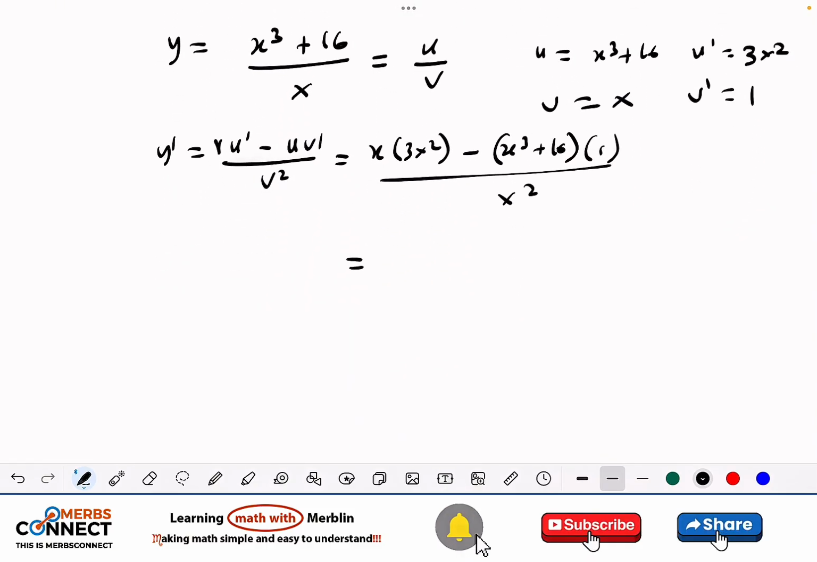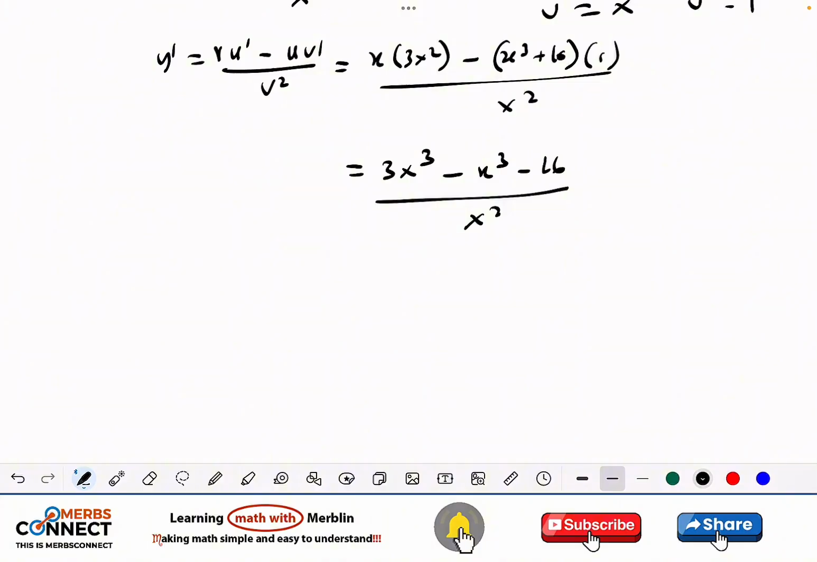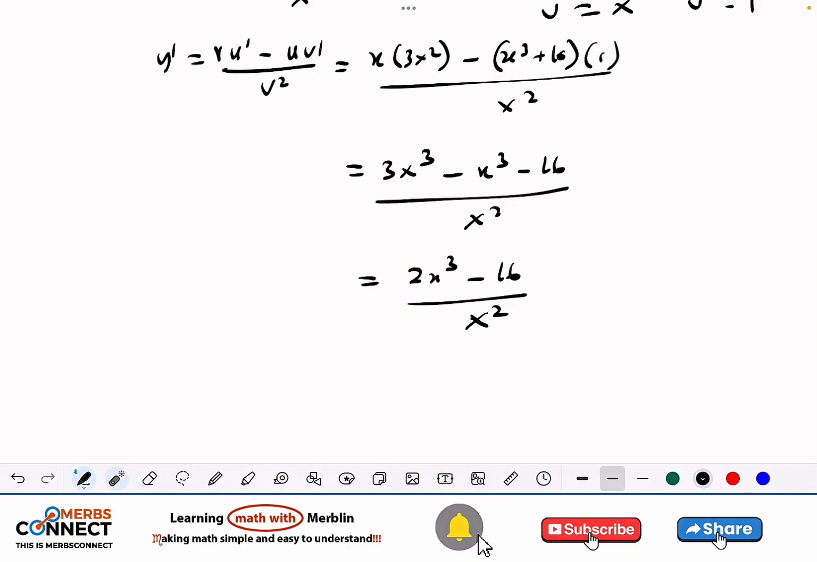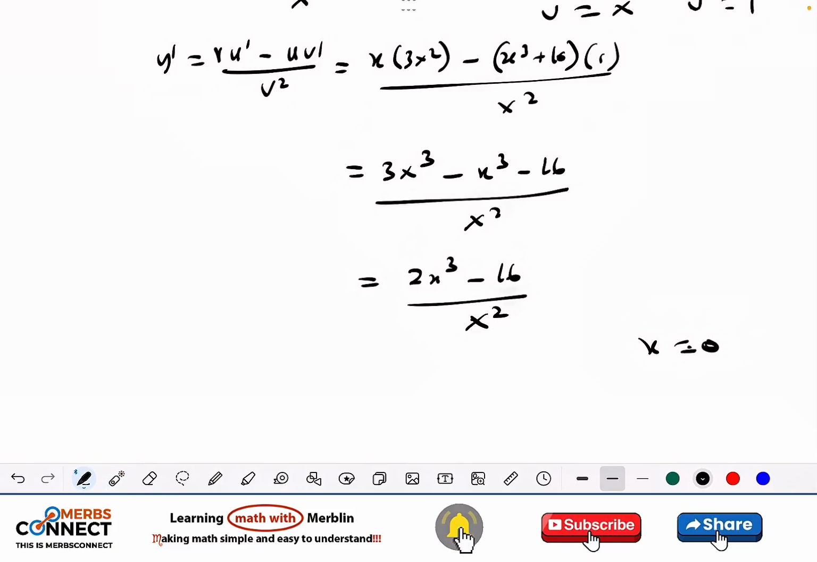Multiply that and we are going to have 3x cubed minus x cubed minus 16 divided by x squared, and this is like 2x cubed minus 16 divided by x squared. Good. So anytime you have something like this, if we are looking for the critical values, we look at the ones that make the function undefined. Yes, definitely when x is equal to 0, it's also a critical value.